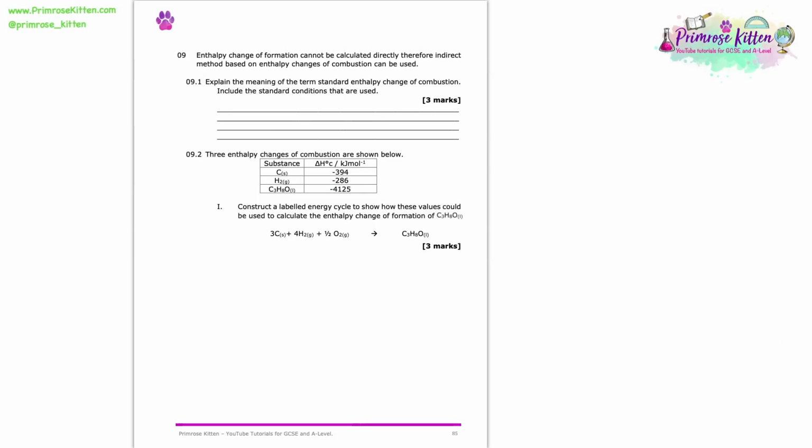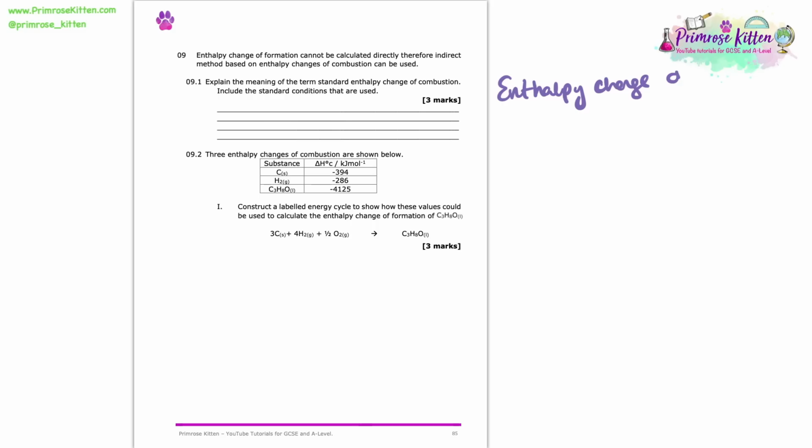So here we're told that enthalpy change of formation can't be calculated directly, therefore an indirect method using enthalpy change of combustion can be used. So here we're asked to explain the meaning of the term standard enthalpy change of combustion and to include the standard conditions that are used.